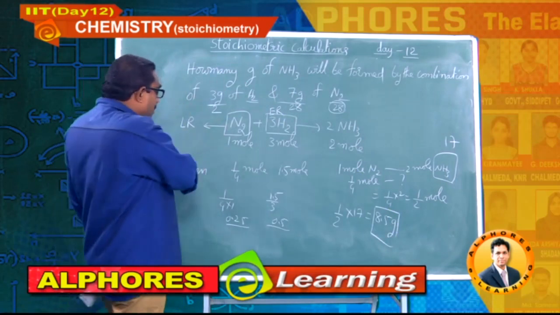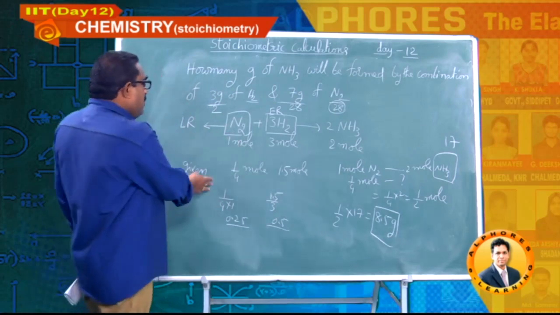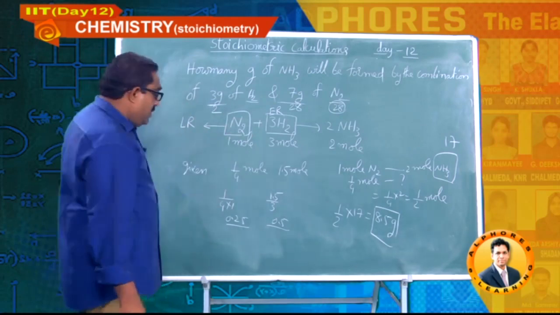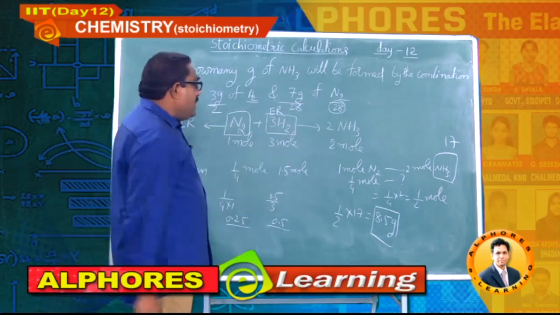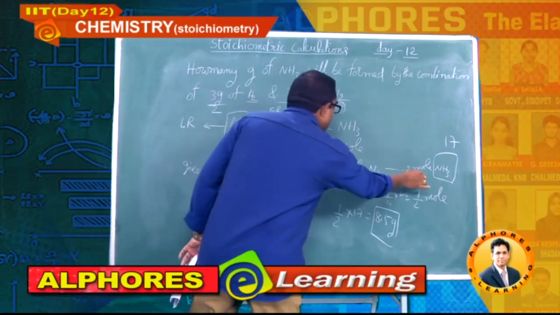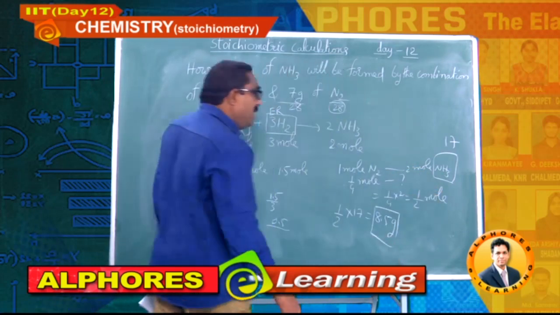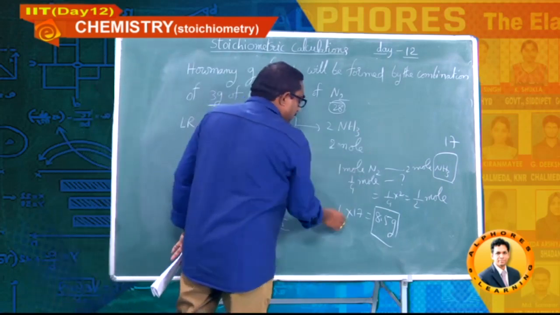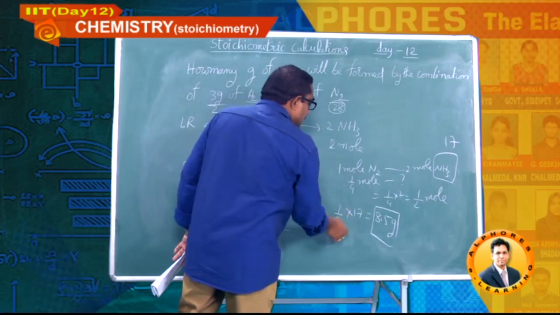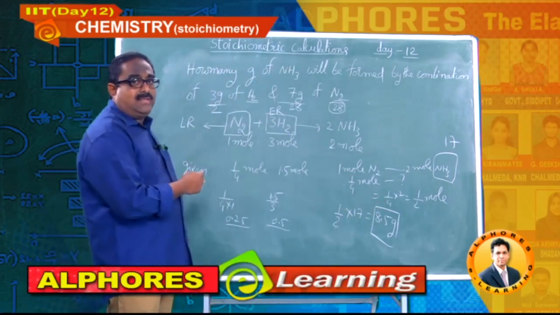What I did? First I have fixed the limiting reagent by dividing given moles with stoichiometric moles. So this I have fixed as limiting reagent, and then the normal procedure. 1 mole nitrogen gives 2 moles ammonia, 1/4 mole gives 1/4 into 2, half mole ammonia, and then ammonia molar mass 17, I have converted mole into mass, 1/2 into 17, that is 8.5 grams. Please note it down, students.